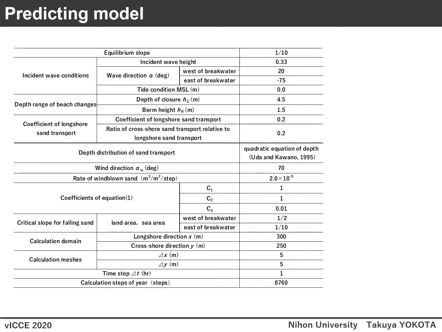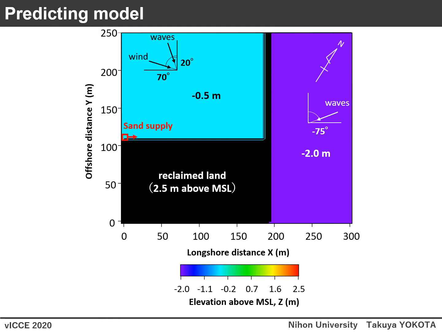This shows calculation conditions. Calculation conditions were set based on the survey result and waves and wind observation data near this location. And next, this shows the initial topography. From the observation result, the ground height of the port breakwater and the walkway on the reclaimed land was 2.5 meters, and on the west side of the port breakwater, a slit bed with a constant depth of 0.5 meters was assumed, and the wave direction was 20 degrees counterclockwise.